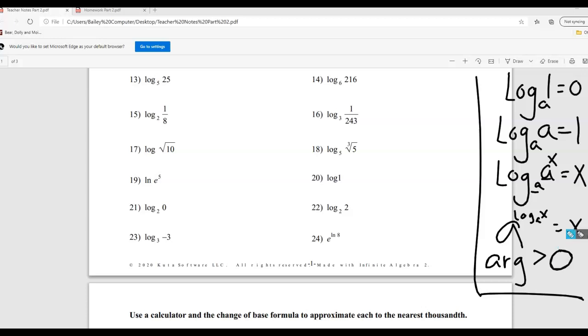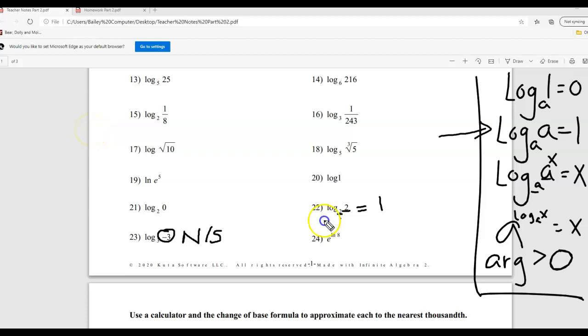Take a look at number 22. Anytime the base matches the argument, we have this situation here, which is our second log rule. That basically just tells us the answer. In this case, there's no solution because, once again, our argument is less than 0, so that's a no solution problem.